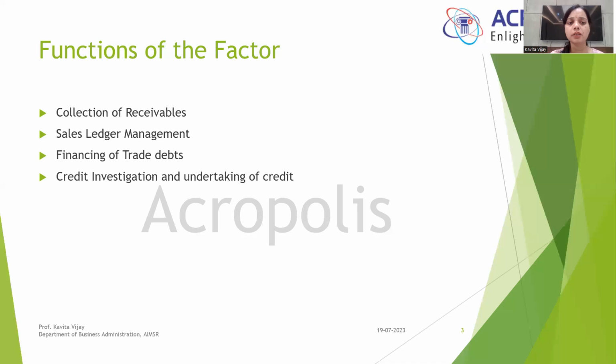The last is credit investigation and undertaking of credit. As the factor company provides the finance in advance to their clients, the factor company also monitors the creditworthiness of the customer, because there is a risk of bad debts. That's why it also investigates the creditworthiness of the customer.